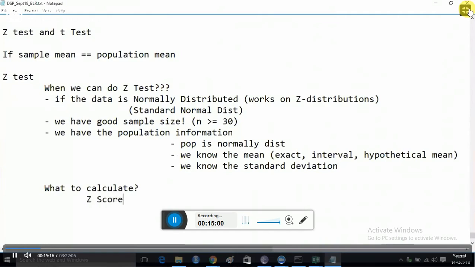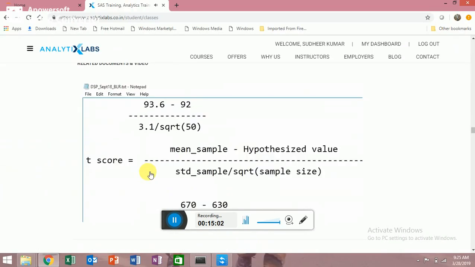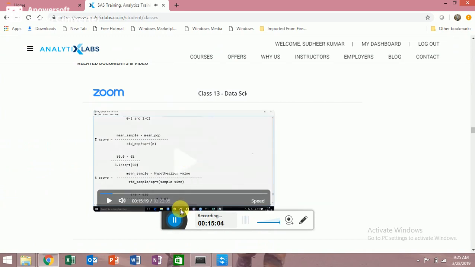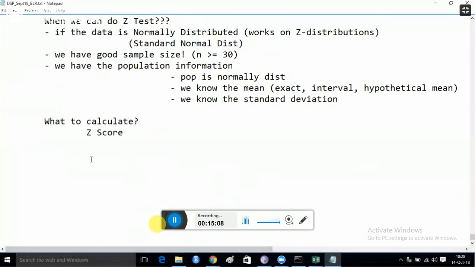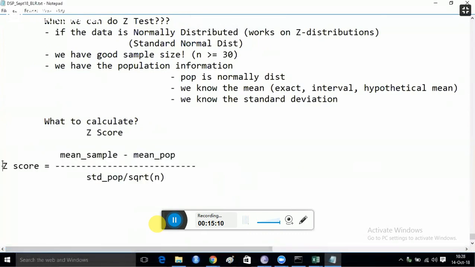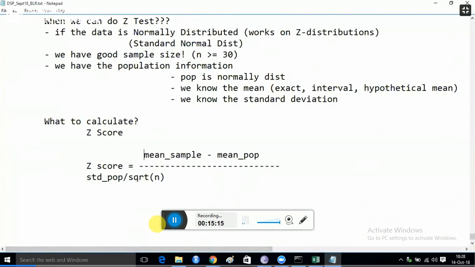We calculated the z-score. And here is the formula for the z-score. I'm just copying this here. This is your z-score. Is that clear?